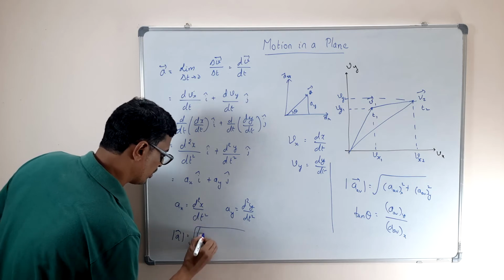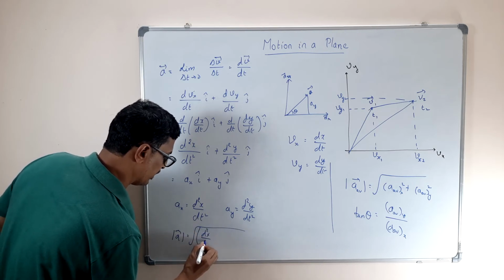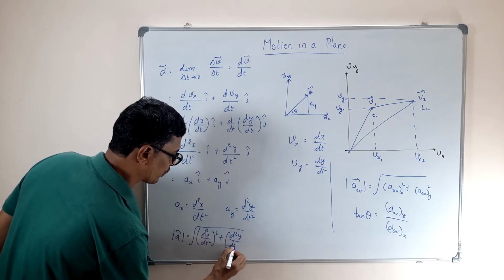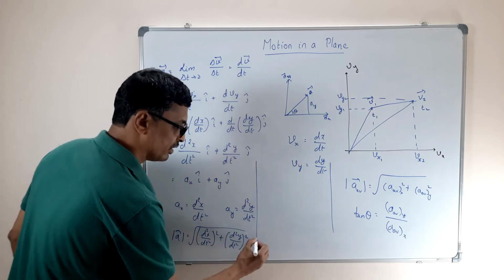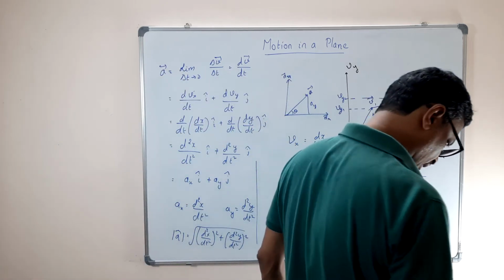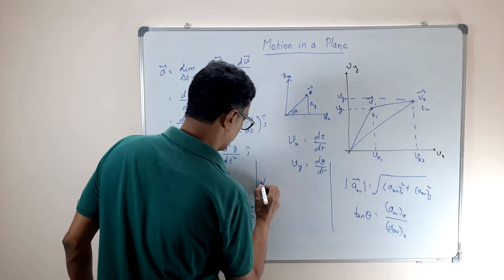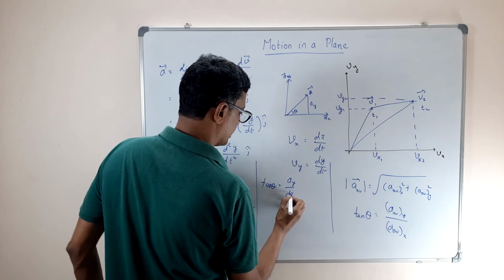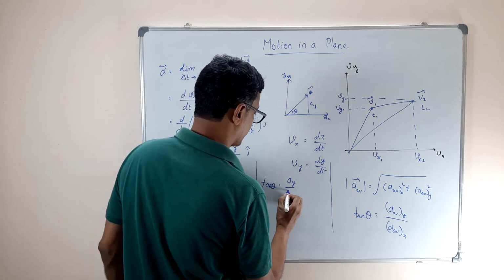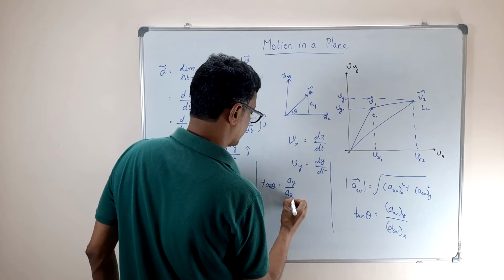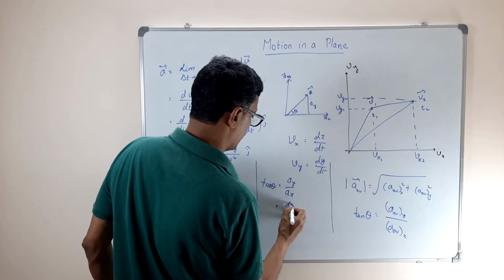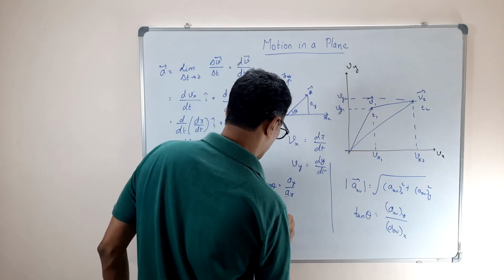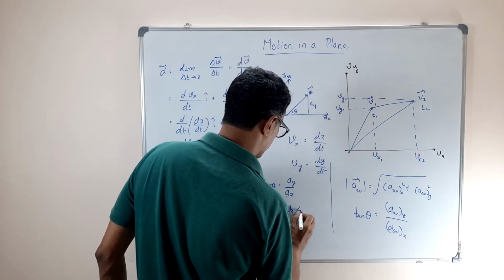Root of (dx/dt)² plus (dy/dt)², got it? And then the angle also you can write. The angle, if you remember, what do you remember? tan theta equals ay divided by ax. Am I right? That's what we did, right? So that will be ay equal to what? dvy by dt and ax will be dvx by dt. Am I right?